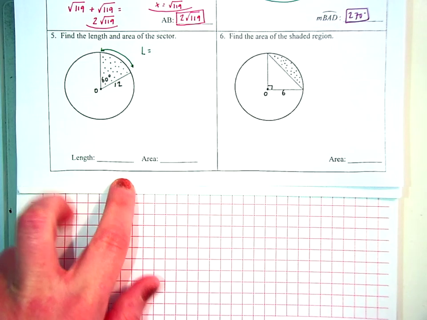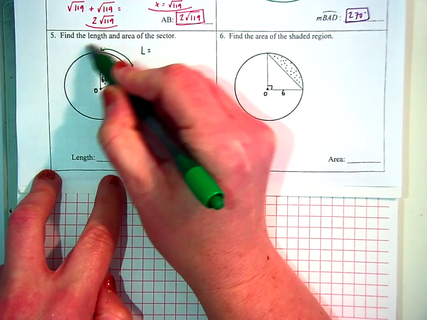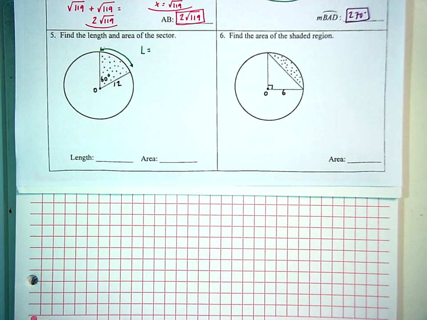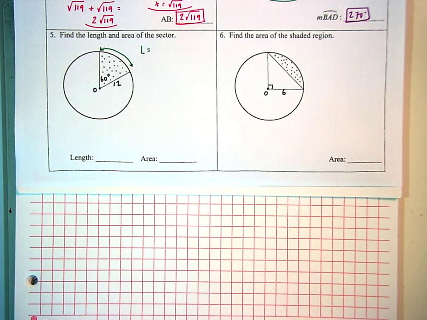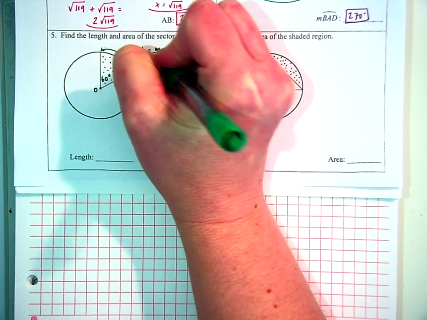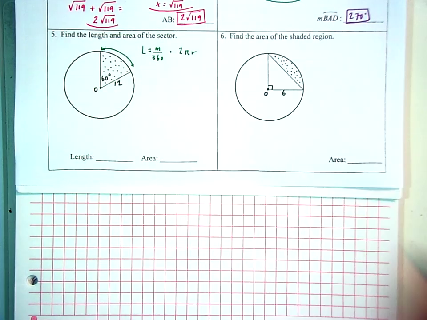So length. Length is really just a portion of the total circumference, right? That total span that wraps all the way around the circle. We know that circumference is like the perimeter of a polygon. We just don't have edges for a circle, so we call it something else. So to get to the length, first I need to know what is the ratio of arc to circle. So I'm looking at that degree measure to 360, and then I multiply by the circumference, the 2 pi r.